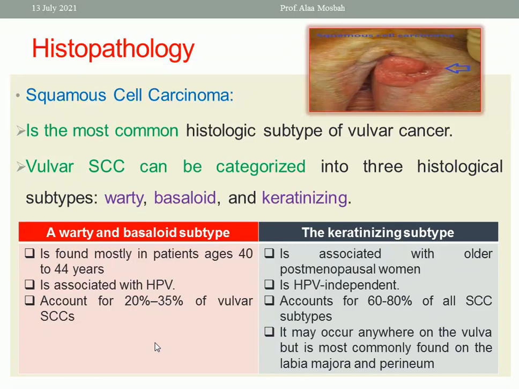While the keratinizing subtype is associated with older postmenopausal women, you can consider it human papilloma virus independent, not like the warty and the basaloid subtypes, which are human papilloma virus dependent. Also, the keratinizing subtype accounts for 60 to 80% of all squamous cell carcinoma. It may occur anywhere on the vulva, but the most common sites are the labia majora and perineum.